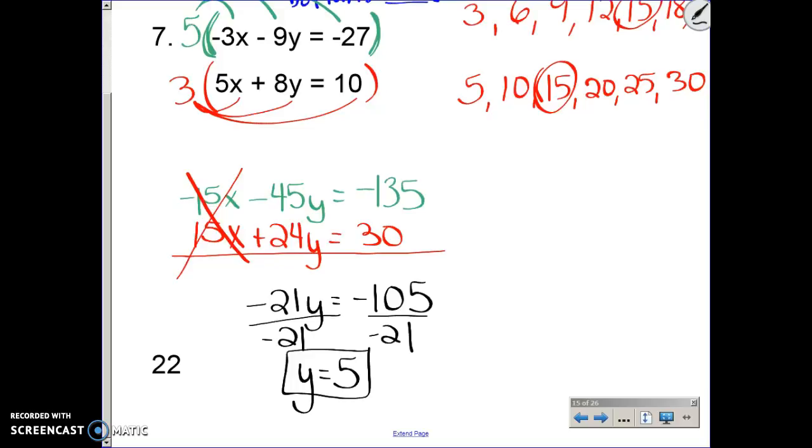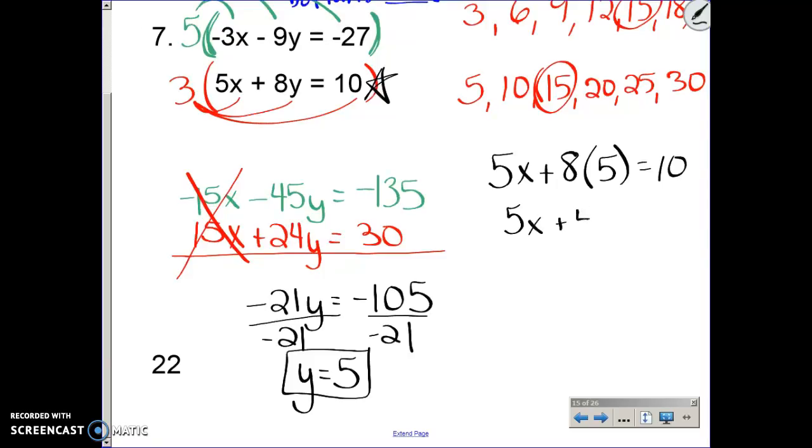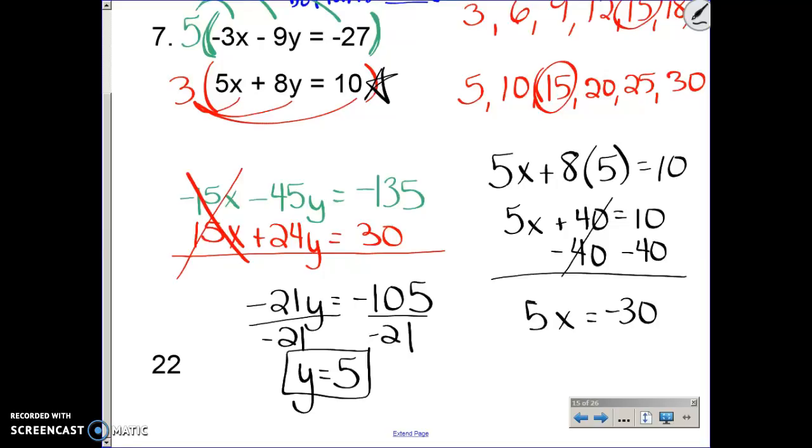All right, last step. I'm going to pick the second equation to plug in my y. You could do it for the first, doesn't really matter. I just use the second one because it's all positives. I like using positive numbers. 5x plus 40 equals 10. Oh my goodness, so much work to find the second one. Really, it's not that bad. This is -30. And divide by 5. X equals -6. Ta-da!